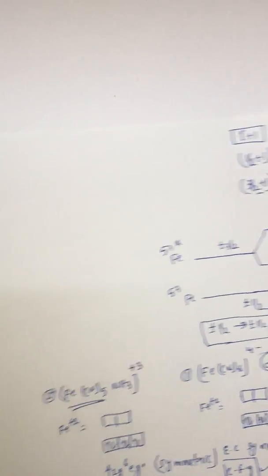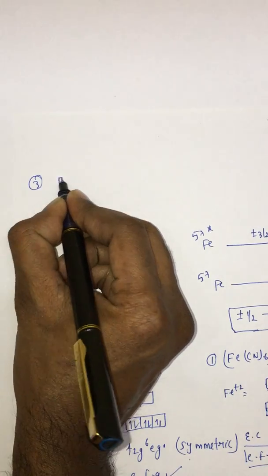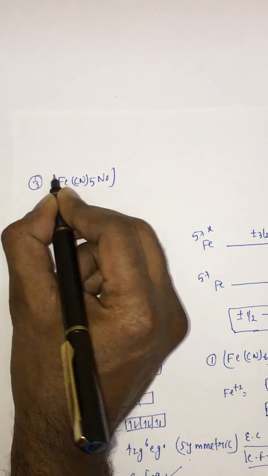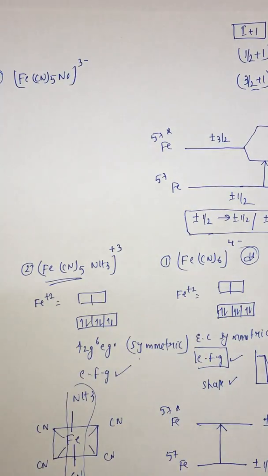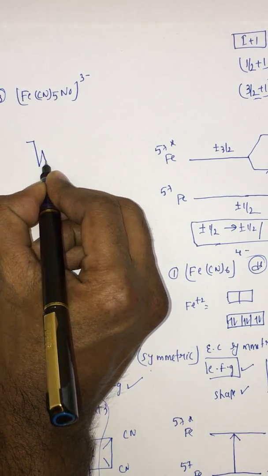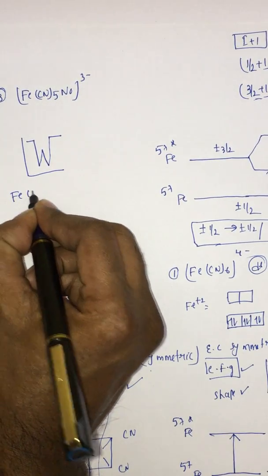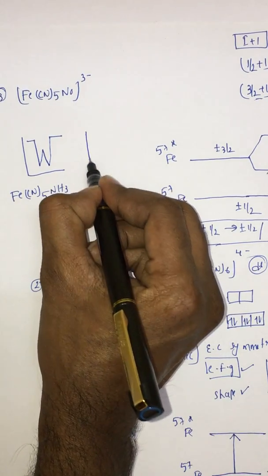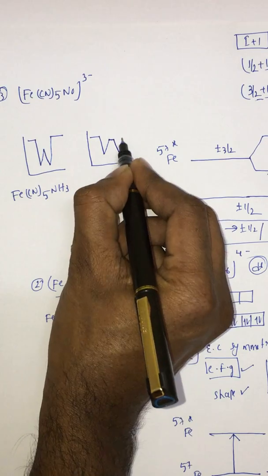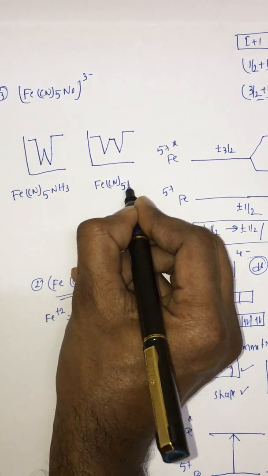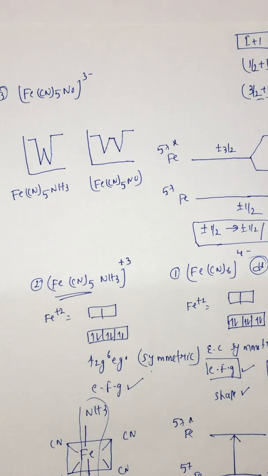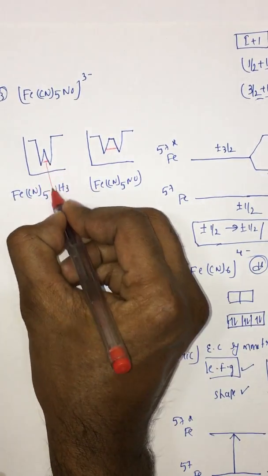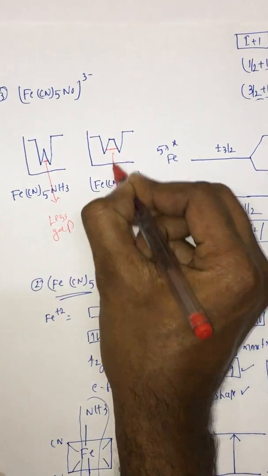Next we have another example here, Fe(CN)5NO 3 minus. So this is the same as this one, but there is a difference. Imagine that this is for Fe(CN)5NH3, and this will be for Fe(CN)5NO. So what is the difference here? The difference is here in this gap. In this case we have less gap, whereas here we have more gap.